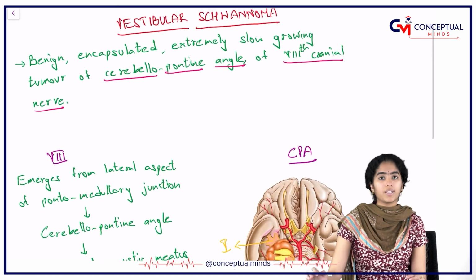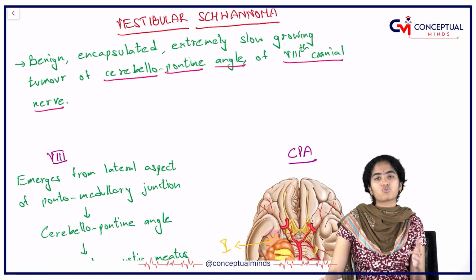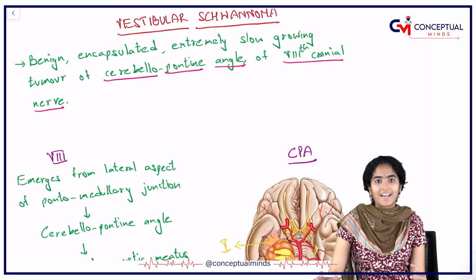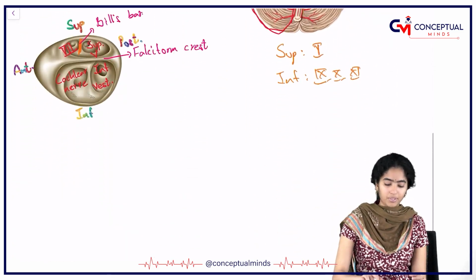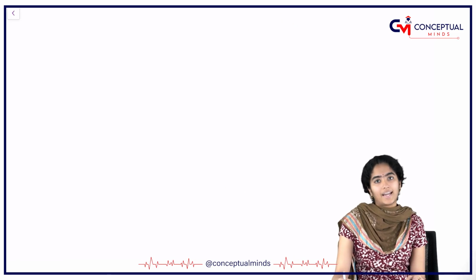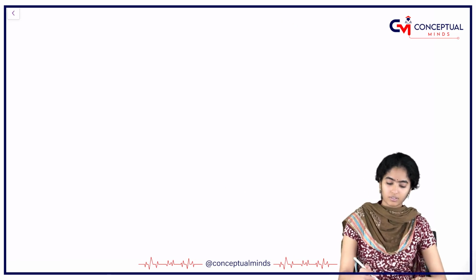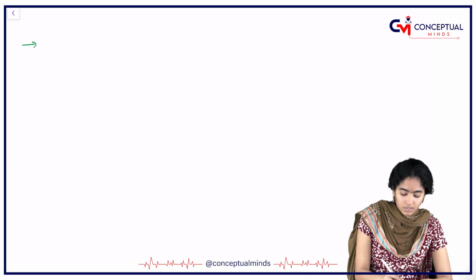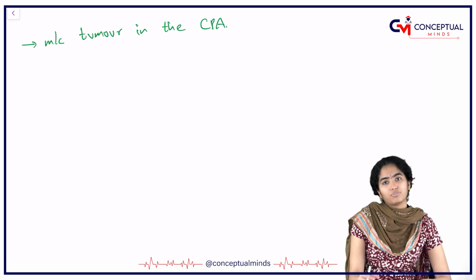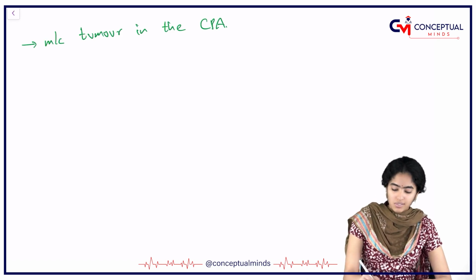What is acoustic neuroma again quickly? It's a benign encapsulated, extremely slow growing tumor of the 8th nerve present in cerebellopontine angle. Now please remember that this is the most common tumor in the cerebellopontine angle. 80% of all tumors in the cerebellopontine angle are acoustic neuromas.